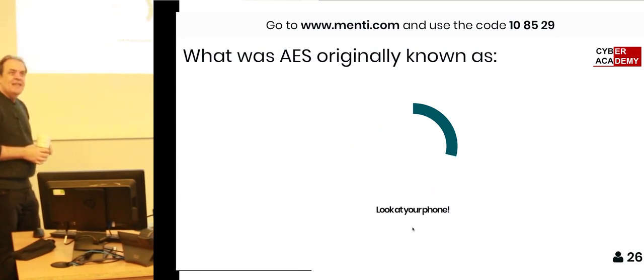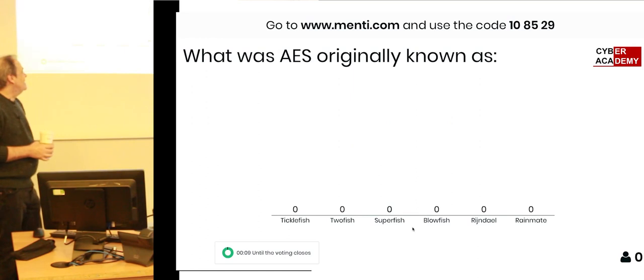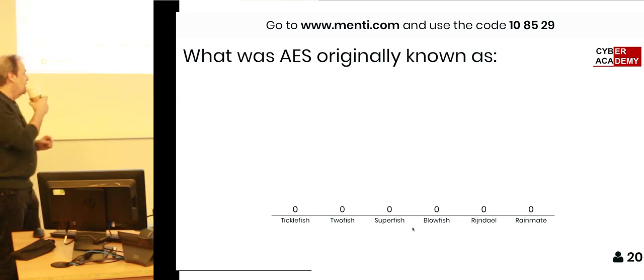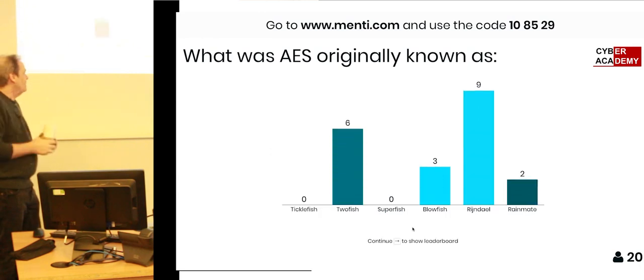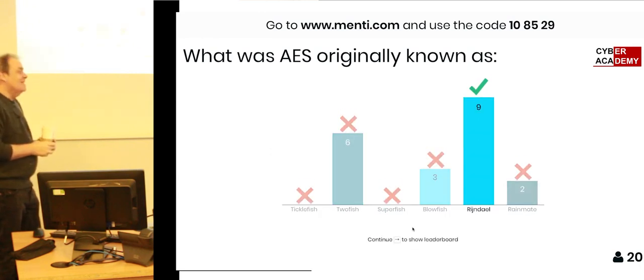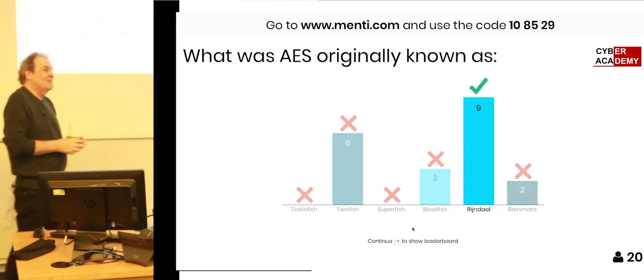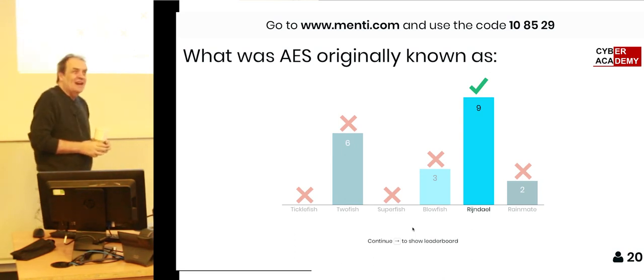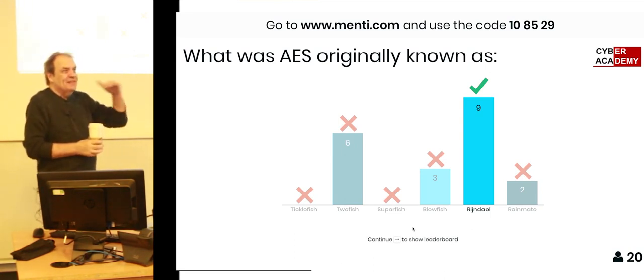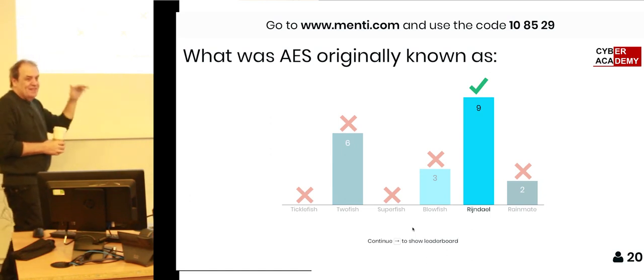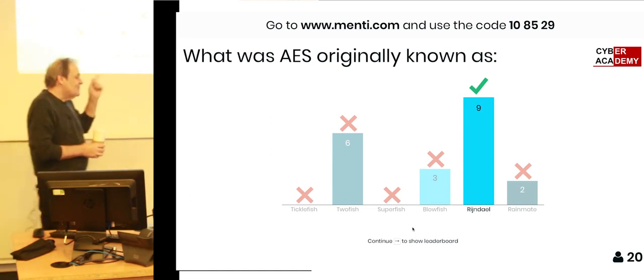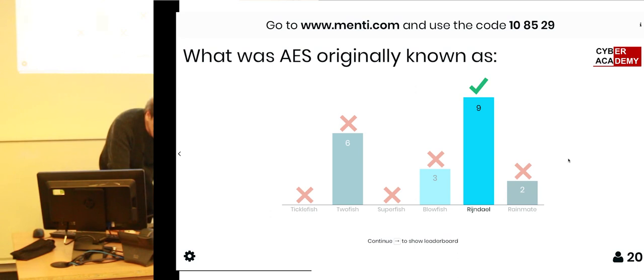Jabot again doing well. Okay, so for the next one, let's see how we get on. Okay, what was AES originally known as? Ticklefish, Two Fish, Superfish, Blowfish, Rijndael, or Rainmate. Yeah, good. I did mention it. It was Rijndael, from the two Belgian creators of it. It was made Rijndael and it became AES.